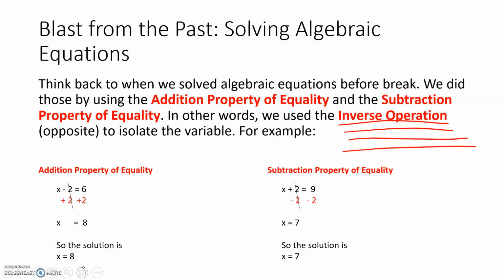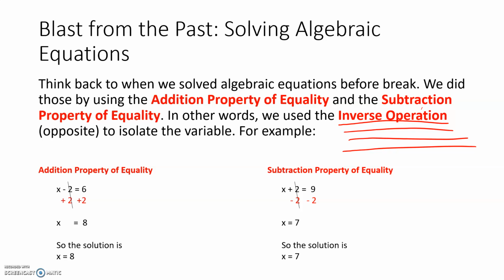And then for the subtraction property of equality, once again, I'm not concerned about the terms. I'm more concerned about the word inverse operation. So plus 2, I'm going to take away 2, minus 2 on both sides. That gets rid of that and gets my x isolated. Then I take away 2 from the other side, and my solution is x equals 7.